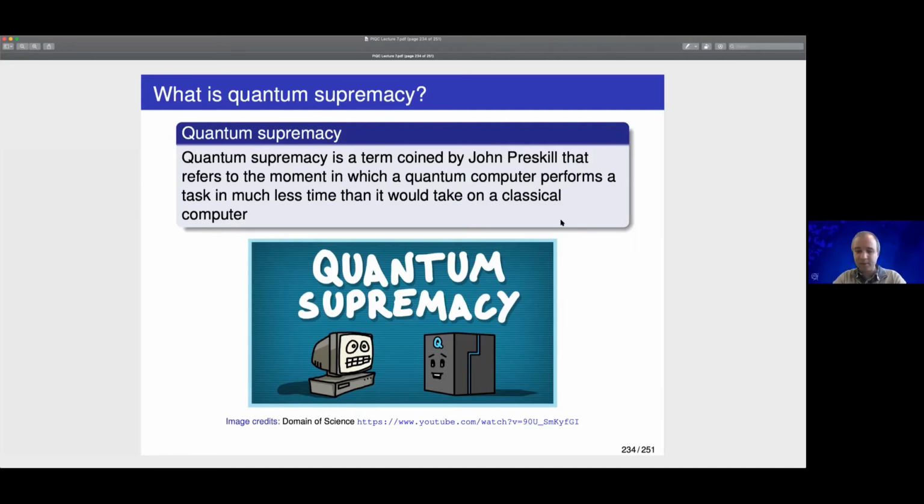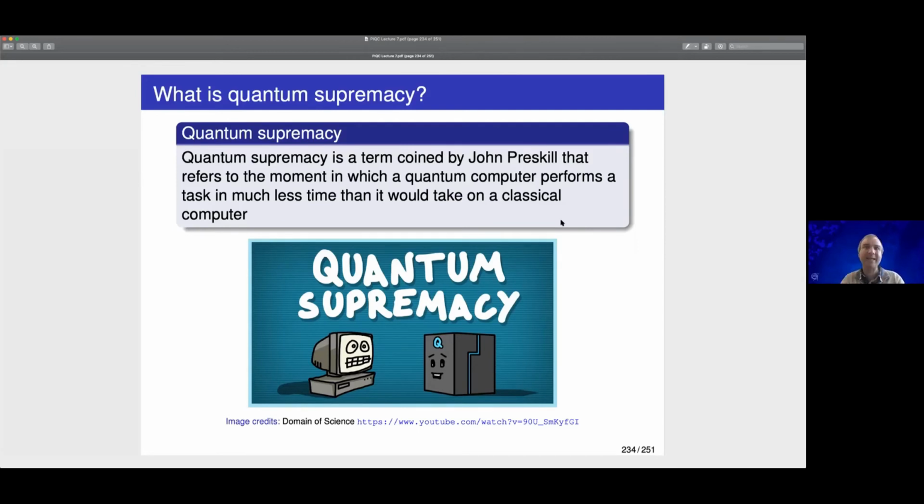Well, you also know that this term supremacy has some controversy, but is widely used. Sometimes I will use supremacy, sometimes I will use advantage, but the idea is that it refers to that moment in which a quantum computer, a real quantum computer, is able to perform a task in a much smaller amount of time than the best supercomputer, classical computer, would take for the same task. Okay, so it's a practical demonstration of a situation in which a quantum computer beats the best classical computer at a certain task.